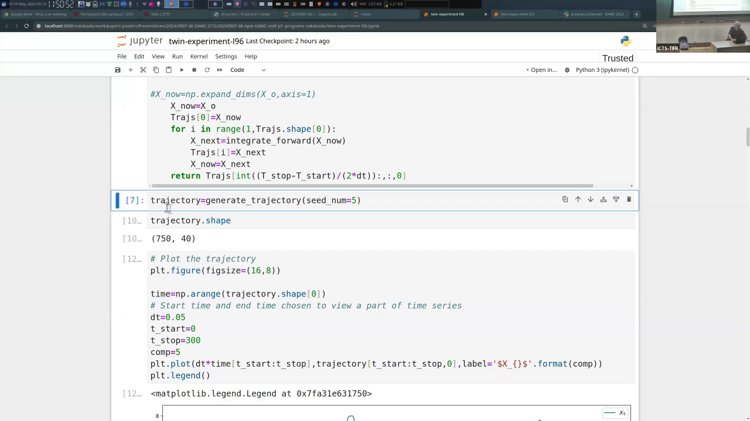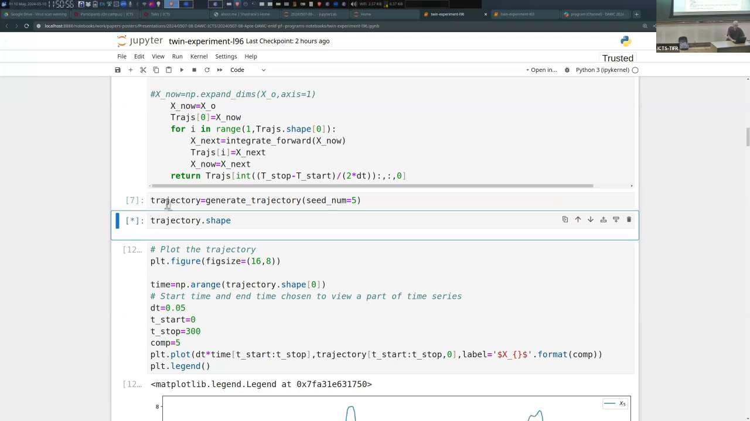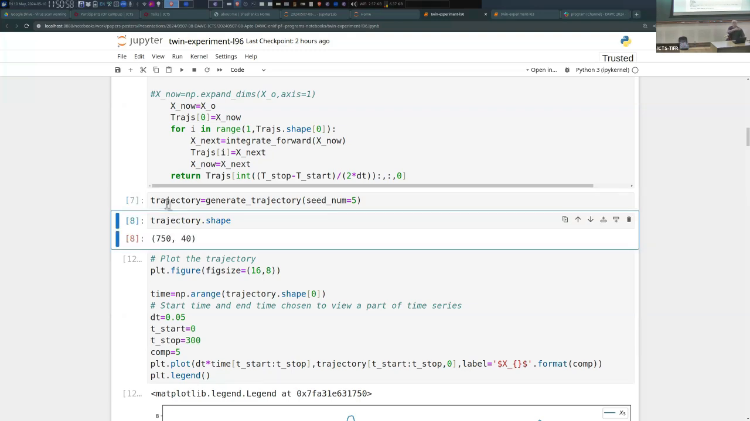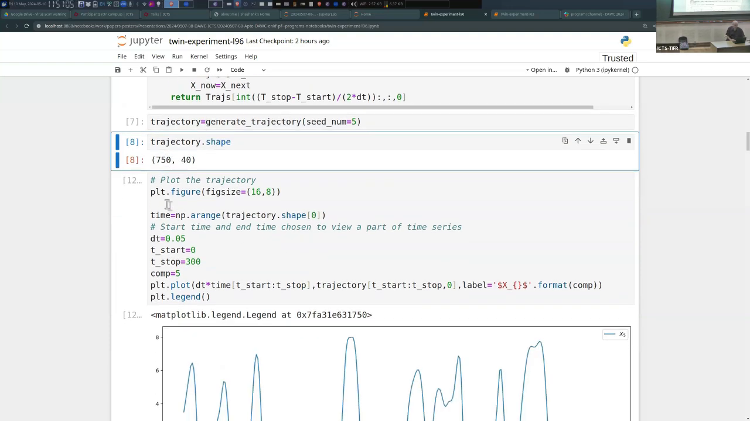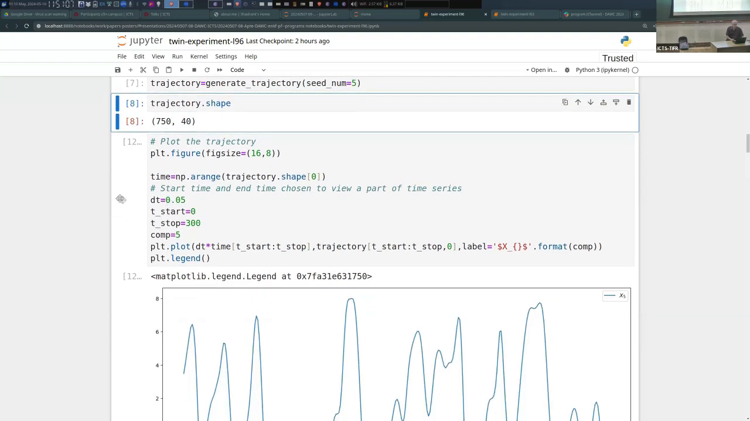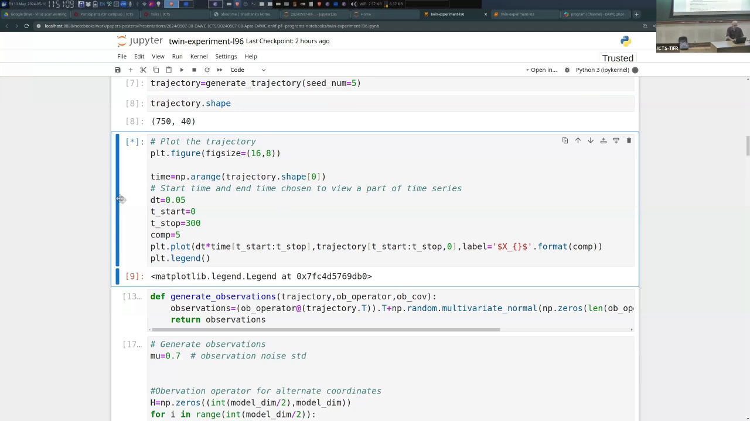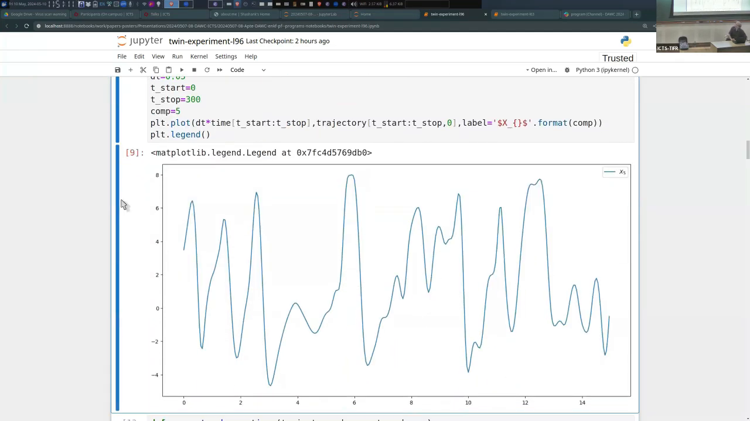It's working. It's 40 dimensional. It takes significantly longer, and we can see how long it is. It's 750 observations, separated by a delta of, I think, 0.05 or something like that. Anyway, then we can plot what this looks like, and this is one of the solutions.